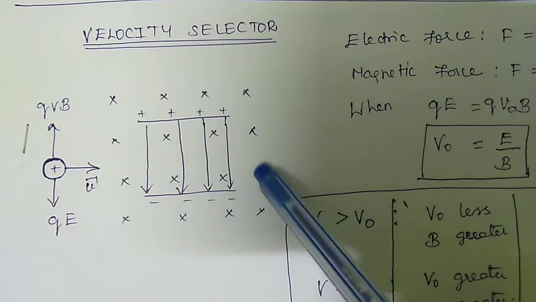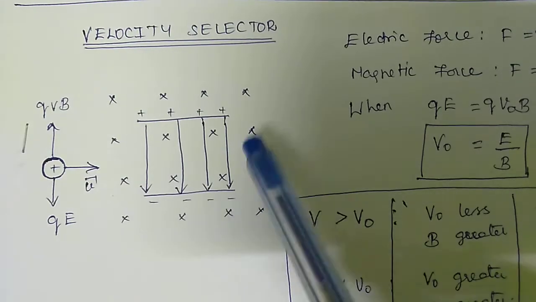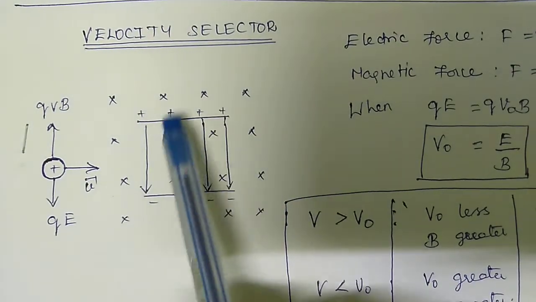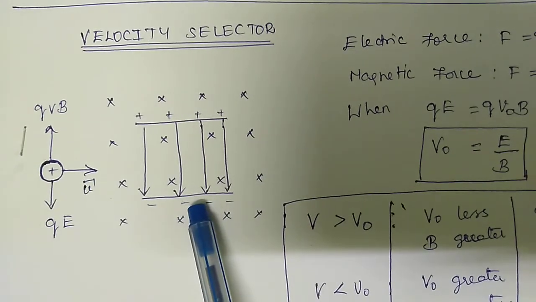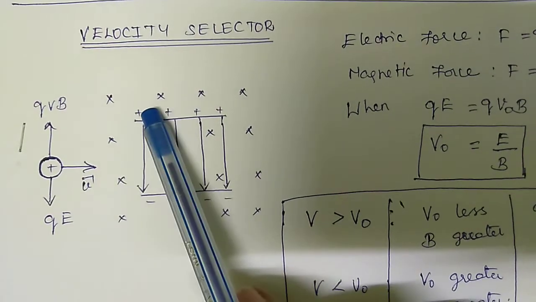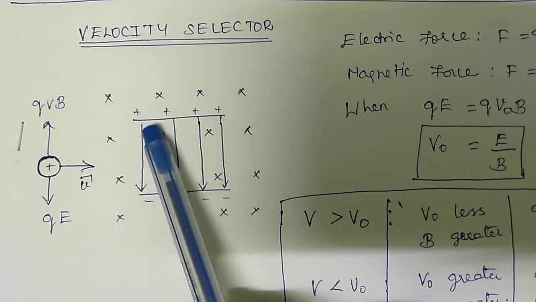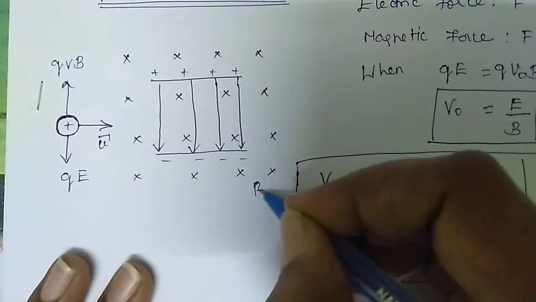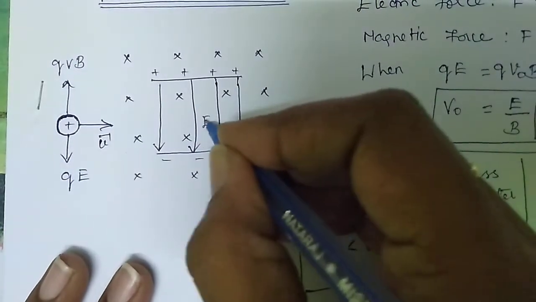See, the magnetic field, shown by the crosses, is into the paper, and the electric field is induced by the parallel plates. One is a positively charged plate, and the other is a negatively charged plate. So the field goes from the positive plate to the negative plate. Here we have both the magnetic field and the electric field.